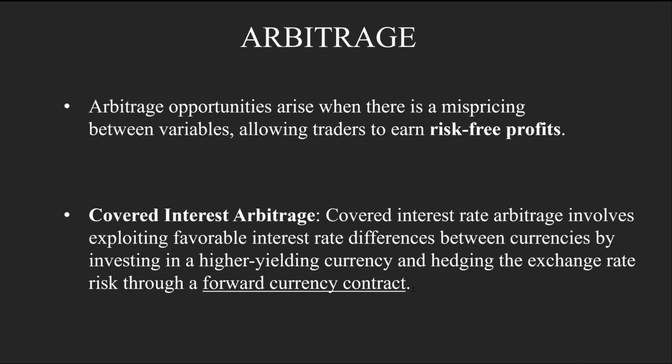In a covered interest arbitrage, you exploit favorable interest rate differences between two currencies, right? So you buy one currency at a cheaper rate, convert and invest into another currency which has a higher yield, and you hedge the exchange rate risk through a forward currency contract. Okay. Now we can look into an example. It's going to make more sense.